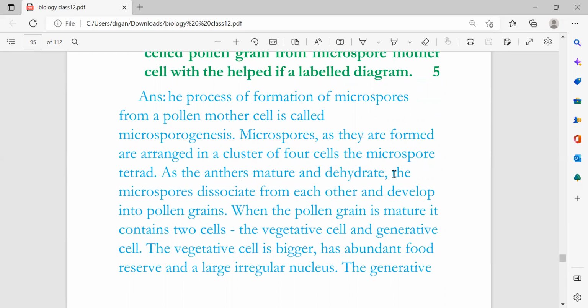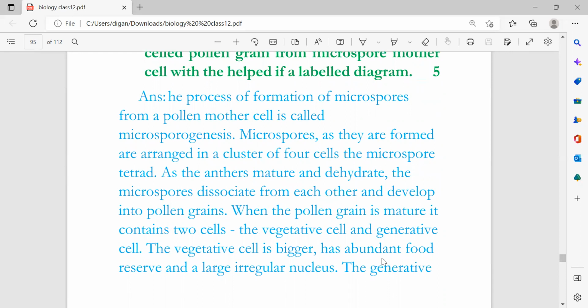Then the anthers mature and dehydrate, and the microspores dissociate from each other and develop into pollen grains. From each microspore tetrad, each cell develops into a pollen grain. When the pollen grain is matured, it contains two cells. The first one is the vegetative cell, the second one is the generative cell.